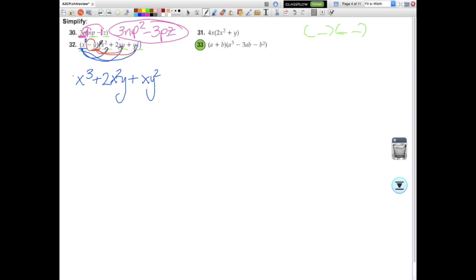In the second piece here, I'm going to distribute not just a y, but a negative y. So x squared times negative y is going to be negative x squared y, or you could put y squared x, it doesn't matter.